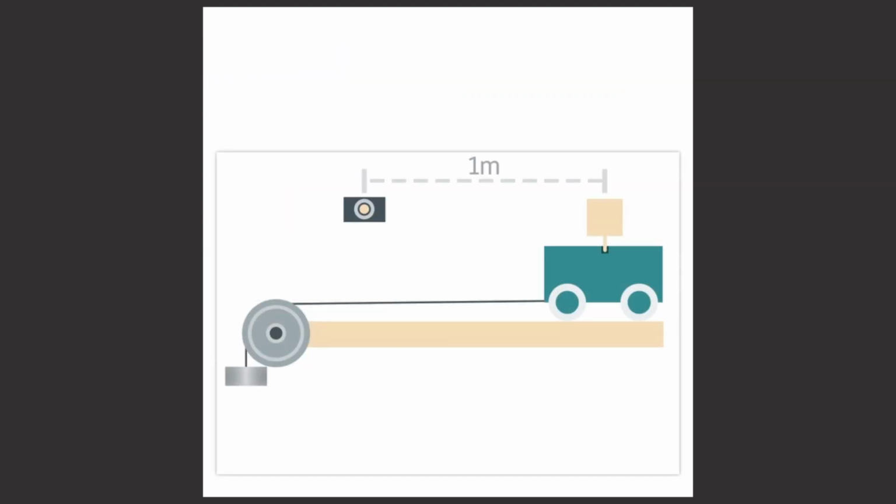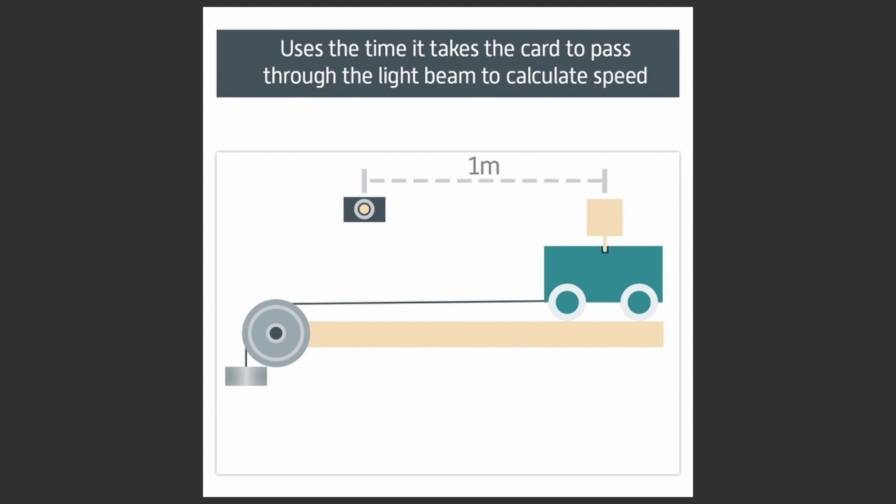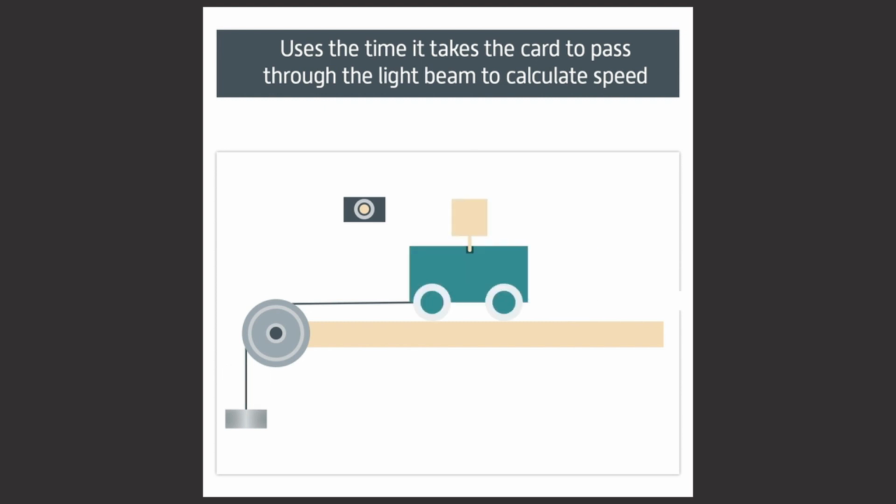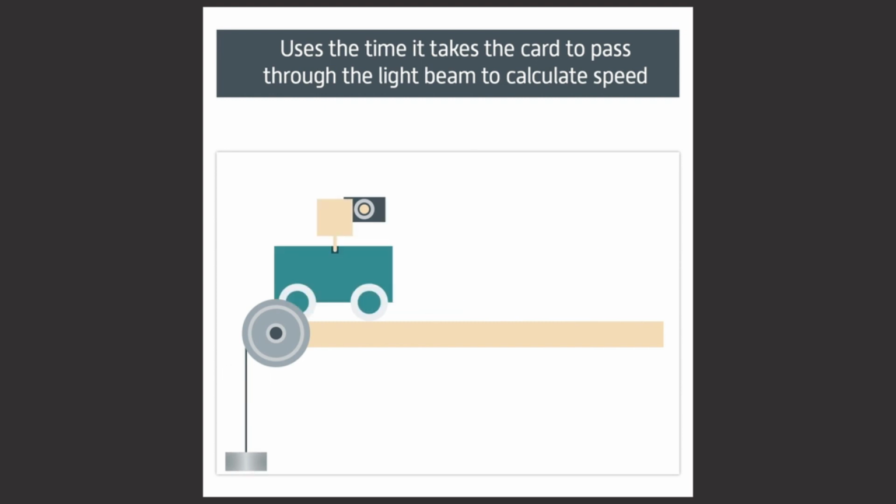Hold the trolley at exactly 1 metre from the speed sensor. The speed sensor consists of a light beam, which the card on the top of the trolley cuts through. The speed sensor uses the time it takes for the card to pass through the light beam to calculate the speed of the trolley. Allow the trolley to run down the track, cut through the sensor, and record the speed. You can then calculate the acceleration.